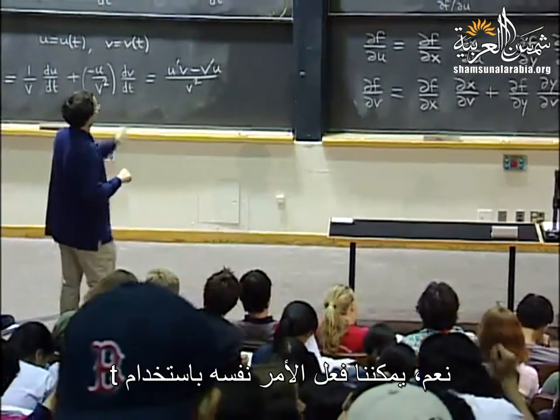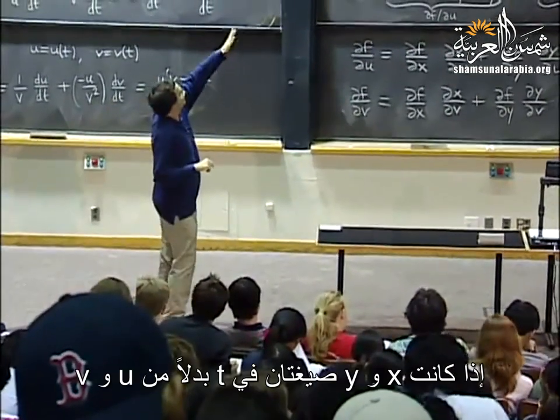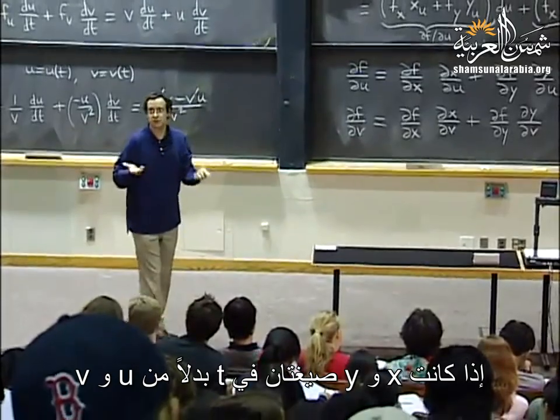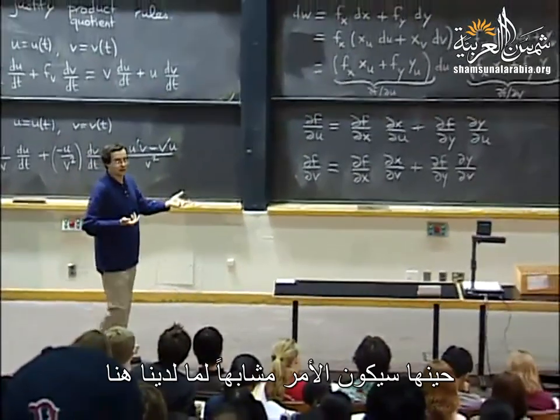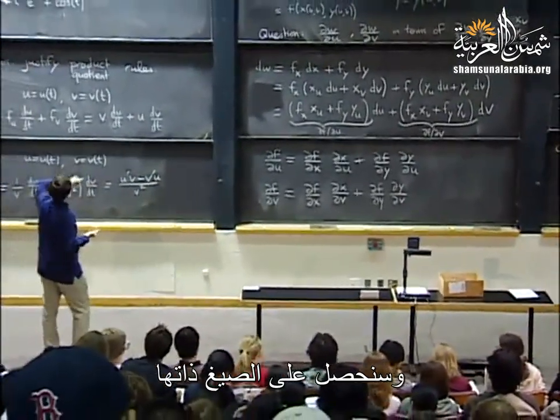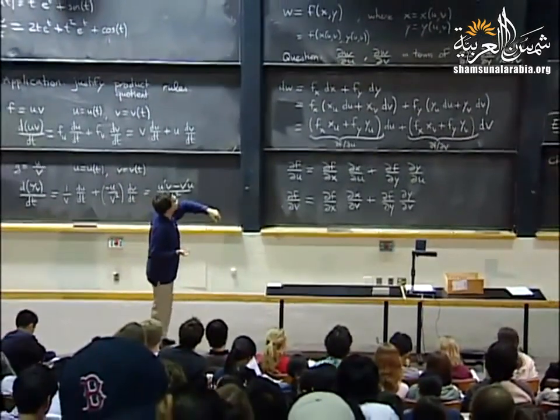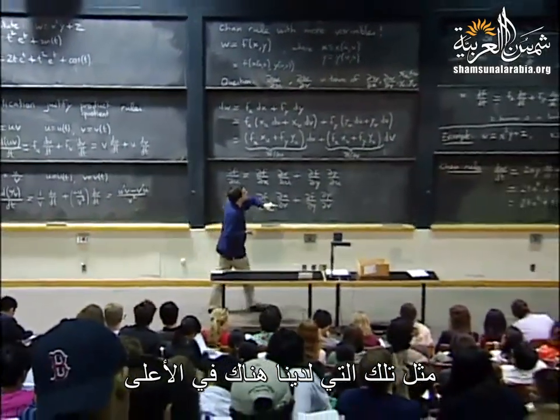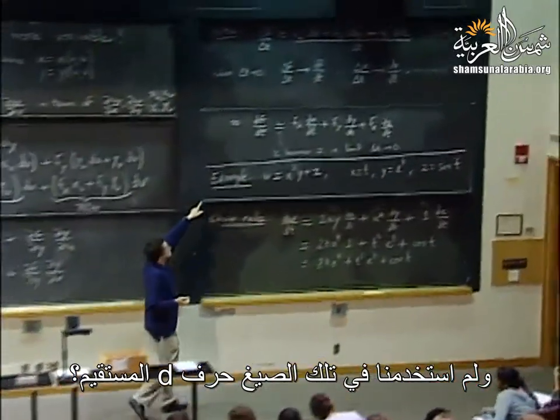Yes, you could certainly do the same things in terms of t. If x and y were functions of t instead of being functions of u and v, then it would be the same thing. And you would have the same formulas that I had over there, I still have it. So why does that one have straight d's?